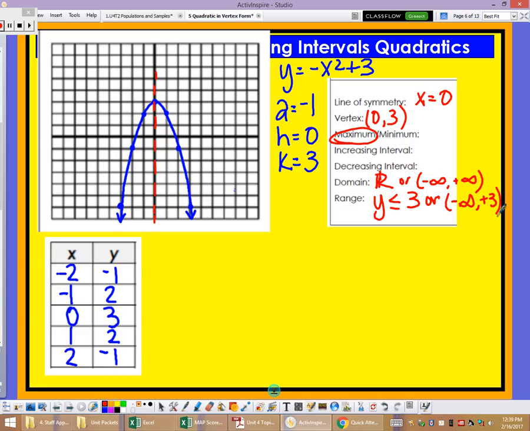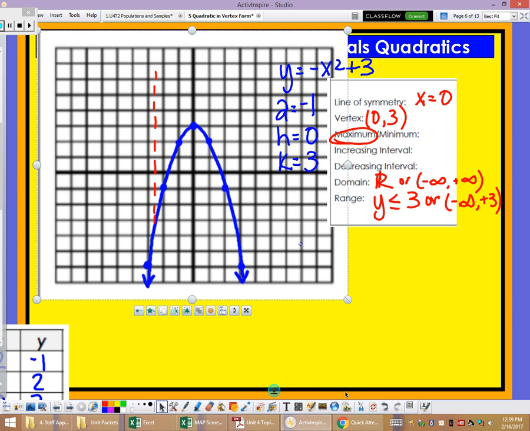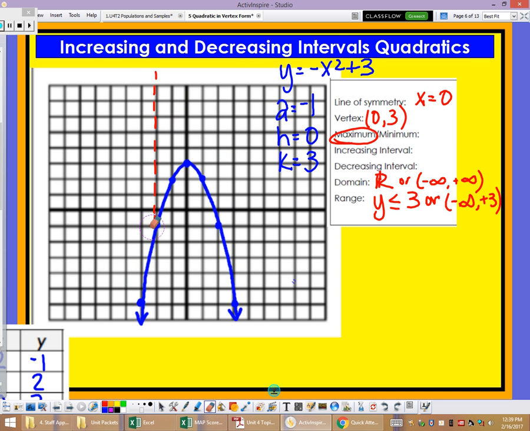Okay, let's now talk about increasing and decreasing intervals. There are two ways you can see it. I need everyone's attention. This is very important. If I'm looking at the graph, I need my axis of symmetry to figure out my increasing and decreasing interval.